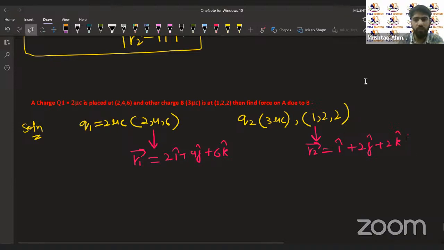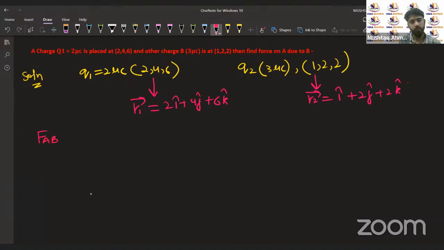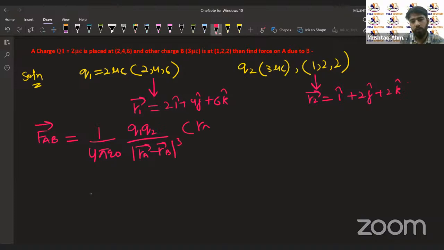So once again, we have to find the force on A due to B. So what we'll do is use the vector form of Coulomb's law. The force on A due to B will be the position vector of A minus the position vector of B, divided by the modulus of the position vector of A minus the position vector of B, cubed.